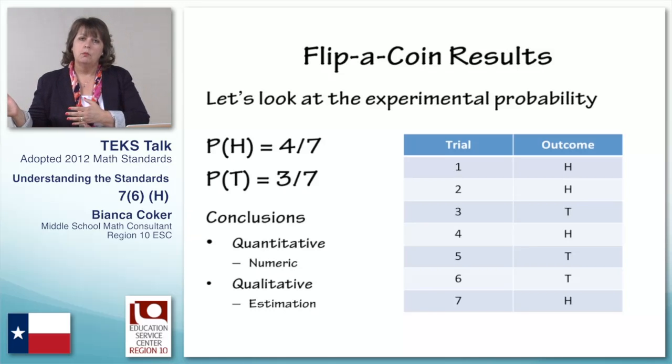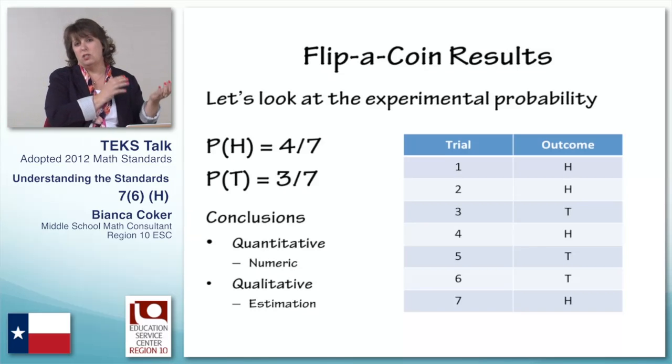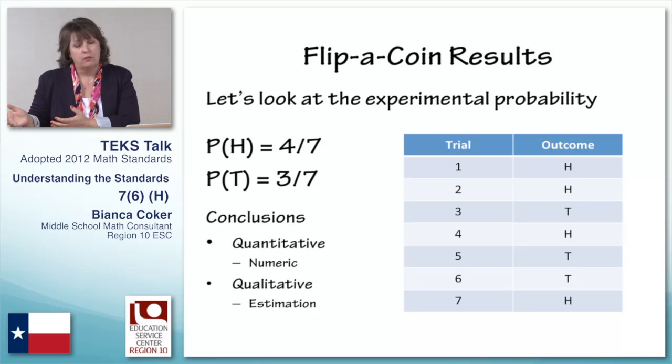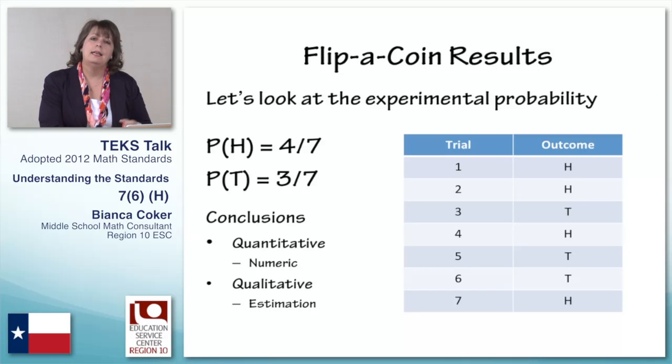So what we've done with the adopted 2012 standards, as we move probability out of elementary and into the middle school, is that students, after a few years, will no longer be exposed to only those kinds of qualitative statements. So that's what we're going to be doing now in middle school. So in this experiment, for example, we might say the probability of flipping a coin and it landing heads up is more likely than it landing tails up. And that's an example of a qualitative statement.